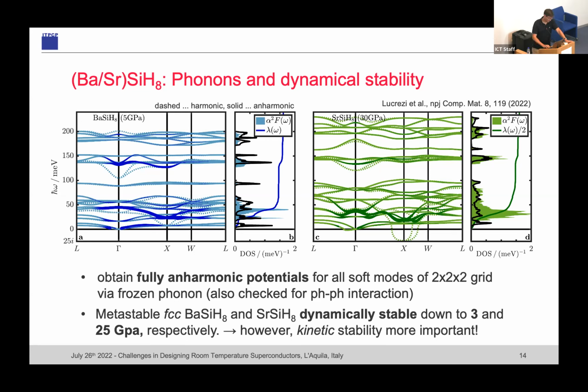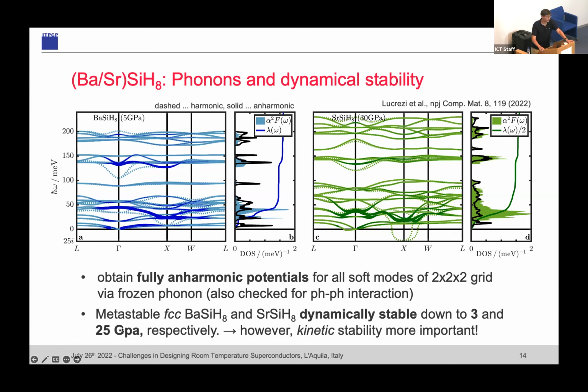Right. So long story short, if we do our anharmonic calculations, the dynamically critical pressure for this barium compound drops to 3 gigapascals compared to the 5 gigapascals of the harmonic approximation. So you don't gain a lot, you gain a tiny bit. And for the strontium, we find that we have a critical pressure of about 25 gigapascals.